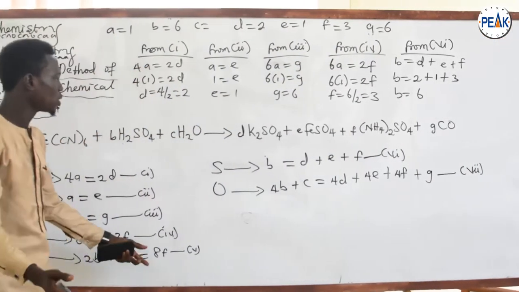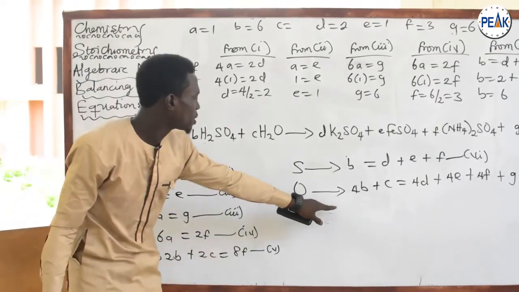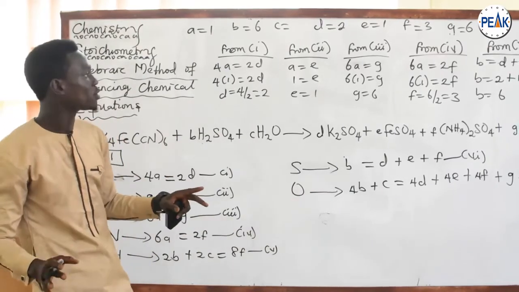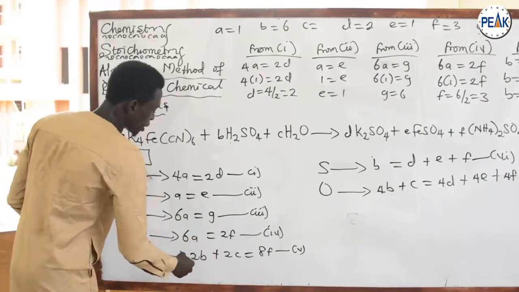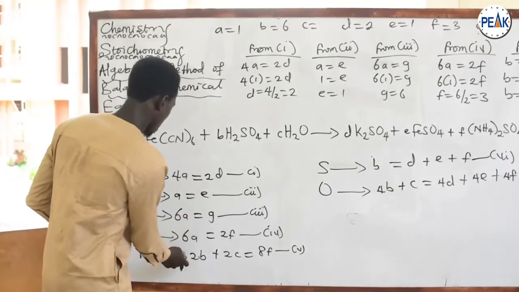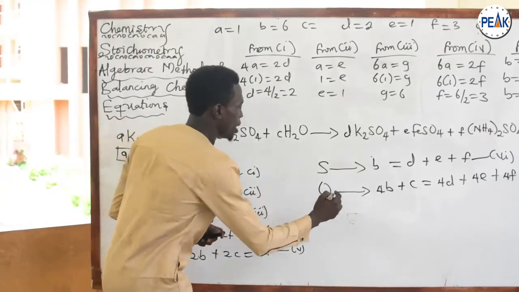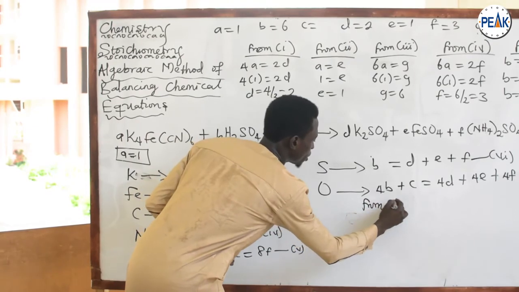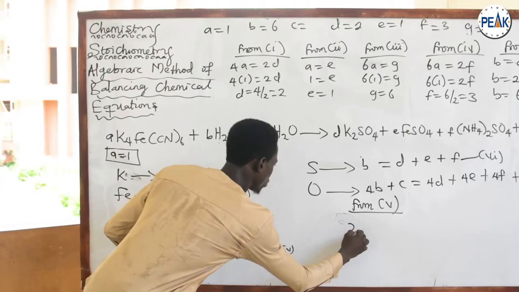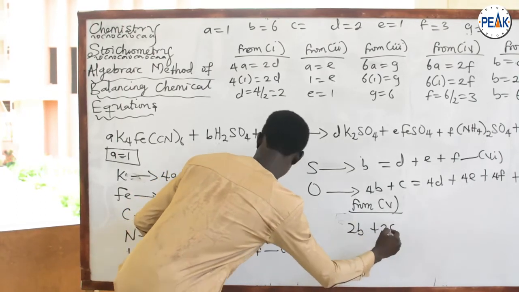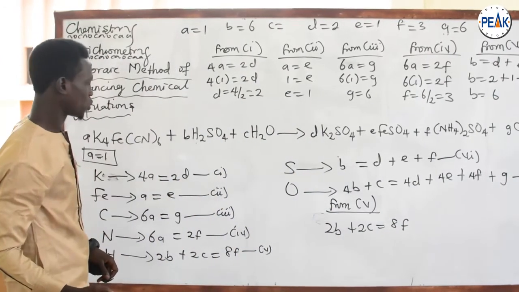C. So in which of these equations do I have C? I have C in equation 5 and I also have C in equation 7. I can decide to use any of the equations, I'll still get the same thing. But let's use the shorter one and then we go. Now from equation 5, what's there in equation 5? 2B plus 2C is equal to 8F.